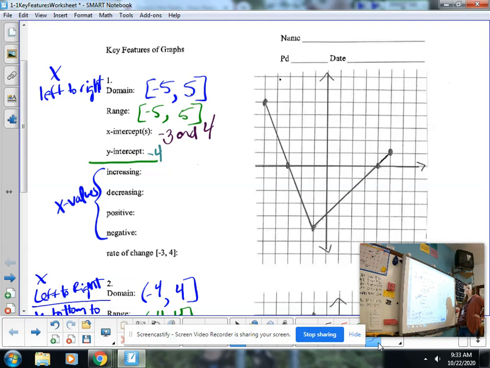So increasing, that's our first one here. Increasing is where your line has a positive slope. So that's where your line is going up. Well, this piece of our line is going up continuously. So you want to look at the two X values that piece falls in between. Well, this X value is -1. This X value is 1, 2, 3, 4, 5. So we would be increasing from -1 to 5.